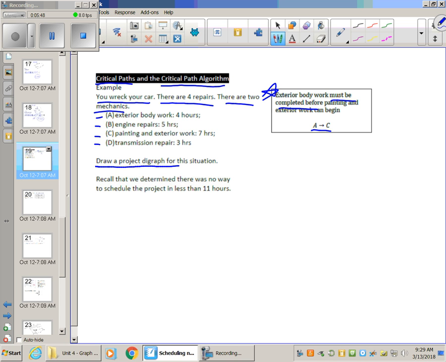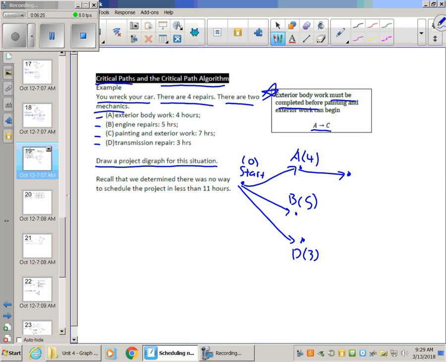Let's draw a project digraph to represent this situation. From the start, with its processing time of 0, we're going to go to all the ready tasks. The only task that isn't ready is C, so we can go to A, B, and D. Here's A with its processing time of 4. Here is B with its processing time of 5. And here's D with its processing time of 3. Remember that A has to point to C in order for it to begin. Then whenever all these tasks are completed, we are finished. We are at the end, with a processing time of 0.